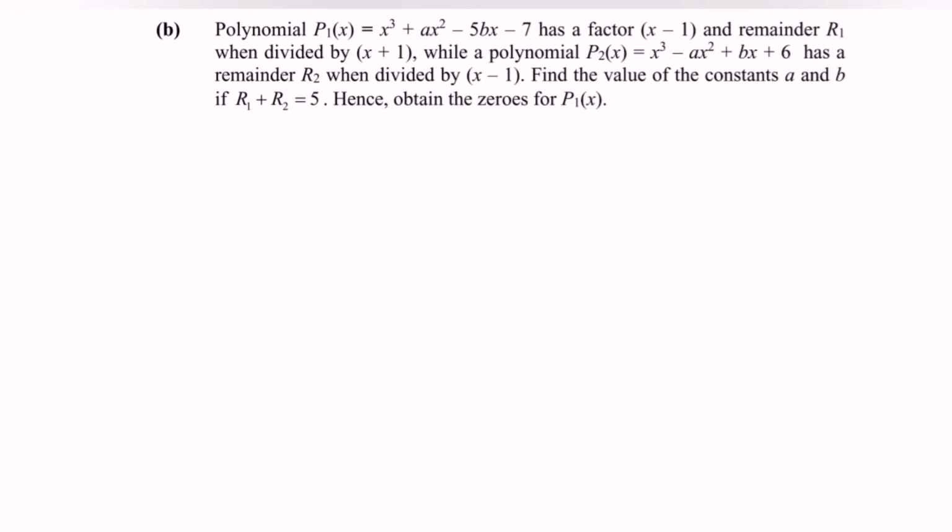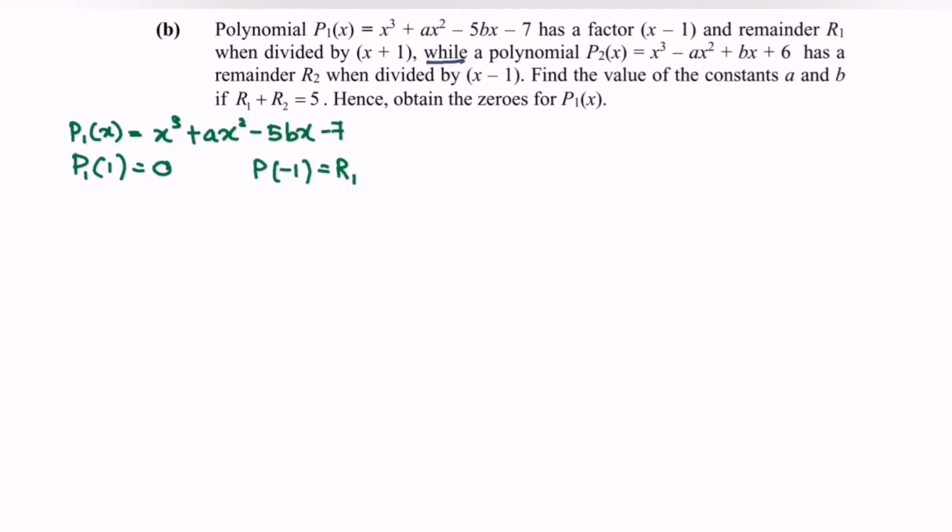So for the second part, polynomial p1(x) = x cubed + ax squared - 5bx - 7 has a factor, p1(1). Substitute the value 1, we will have 0, has a factor, and a remainder r1 when divided by x + 1. So we will have p1(-1) = r1. That is the info.